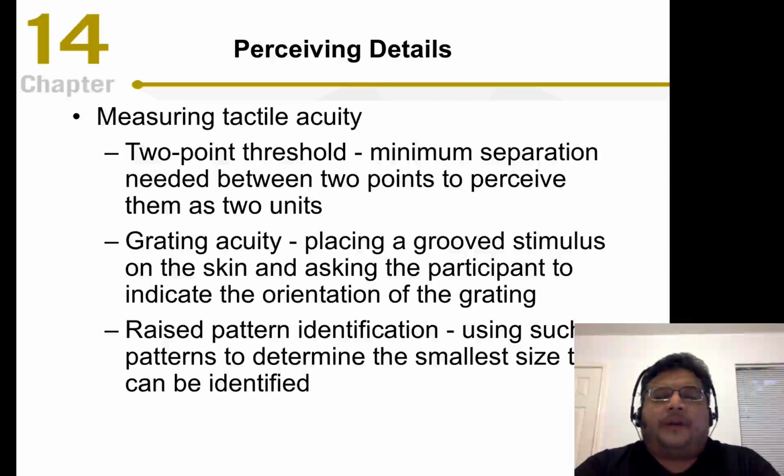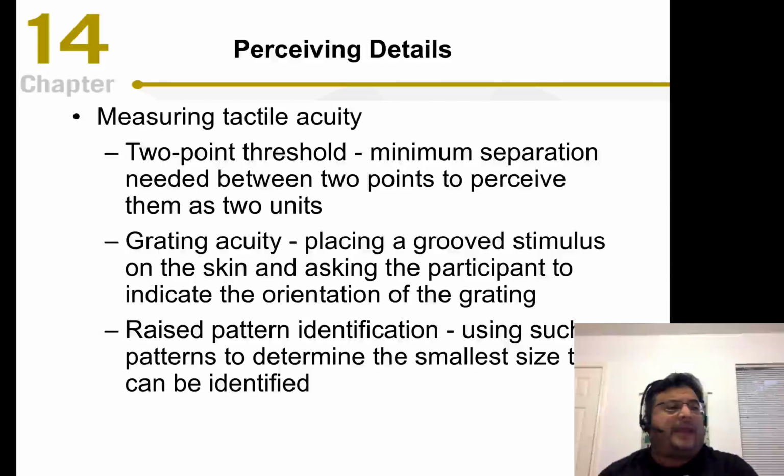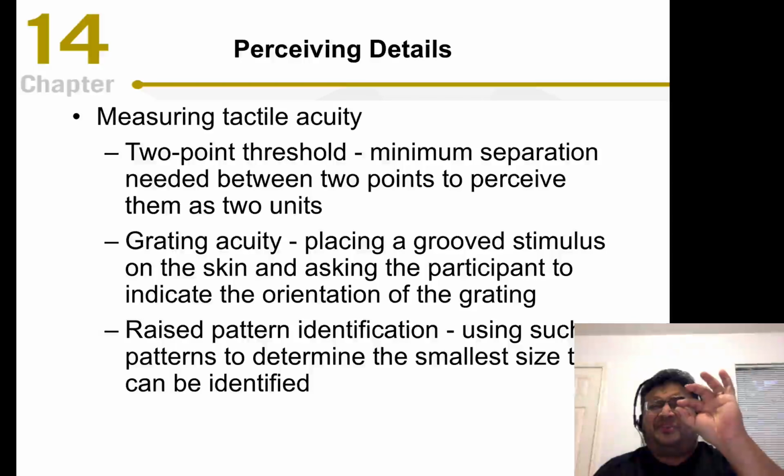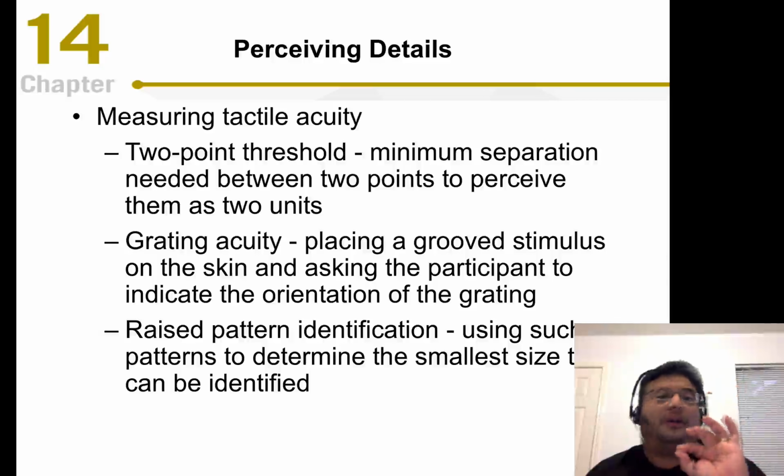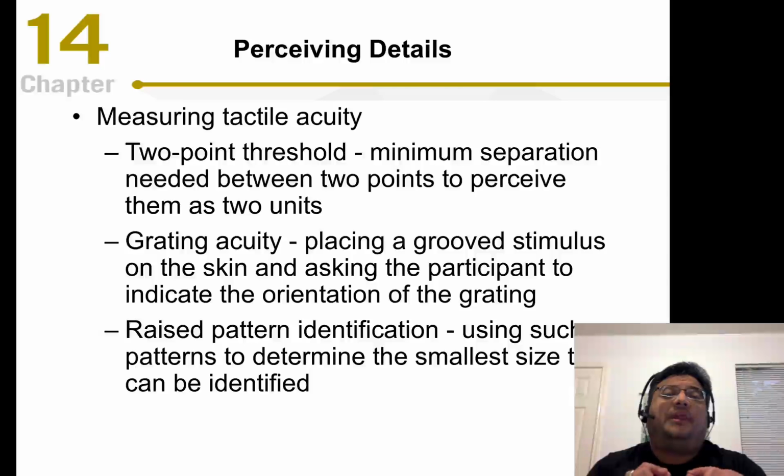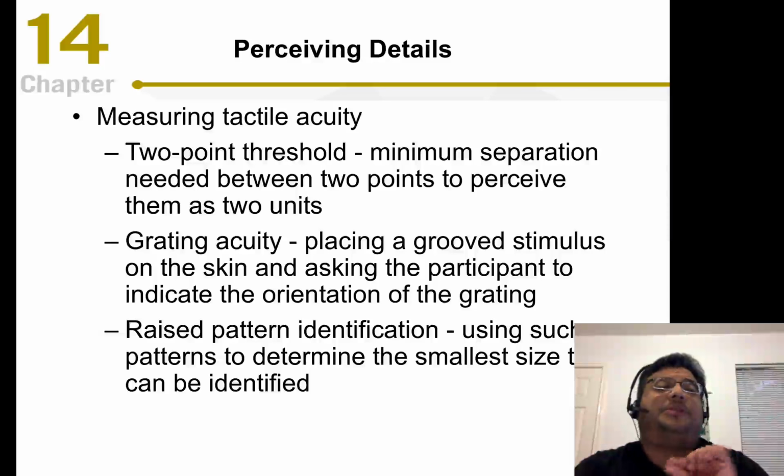And then finally, the raised pattern identification. This is being able to identify patterns that are raised on a surface to determine the smallest size that can be identified. So if I have a raised pattern of, say, a circle on a paper, I can obviously tell a circle that big, but what if the circle was the size of a period on a printed page? Could I tell that was a circle versus a square? So the dependent variable would be how big that circle or square object is, how many millimeters, before I'm able to tell whether it's a circle or a square.